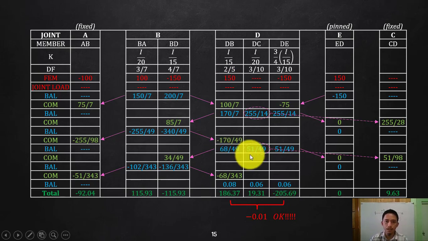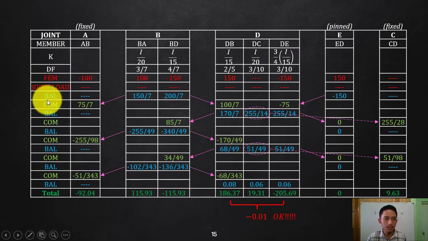Okay? Comparing that with the original moments. The original moments are big, 150, 100, compared to 0.8 or 0.1. That is small. Negligibly small. So we can stop. If you want, you can further continue, but there will just be a slight difference in the answer, only on the decimal part. Okay? So again, we call this one the iteration. So how many cycles?